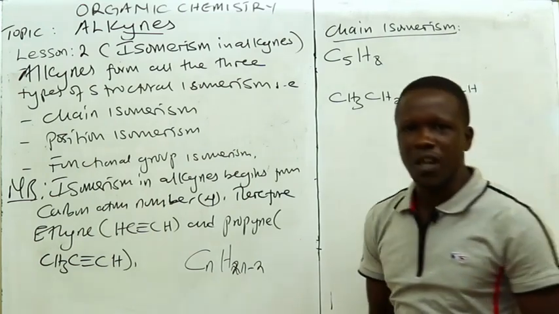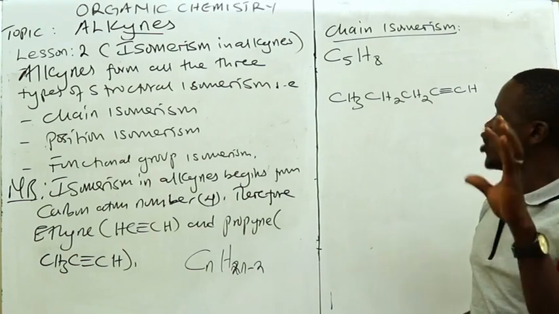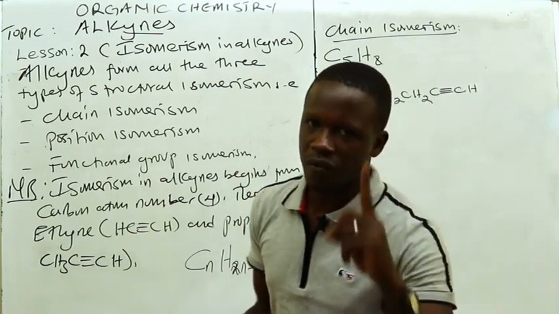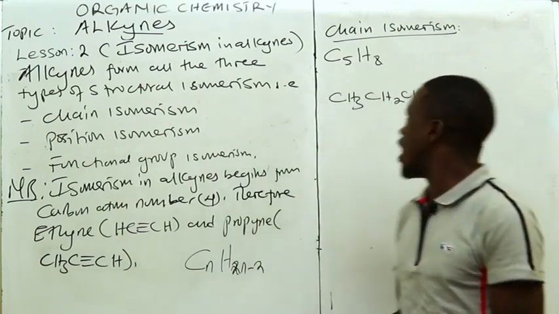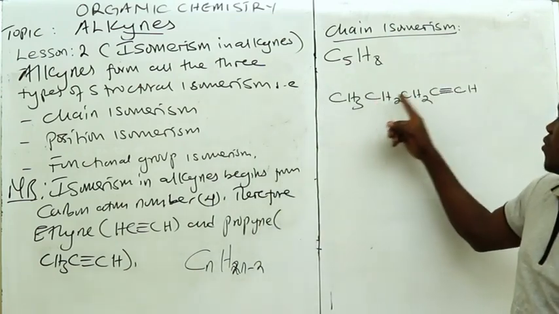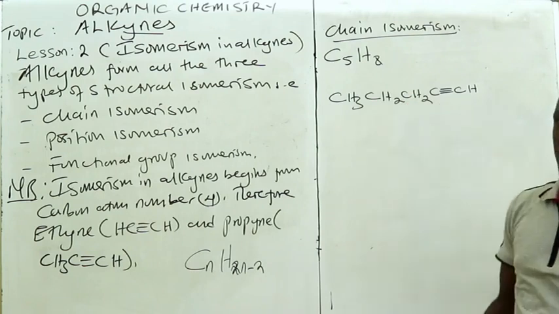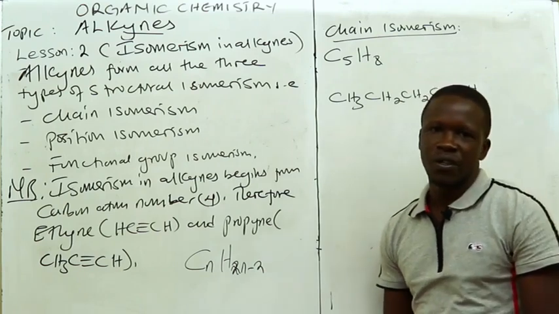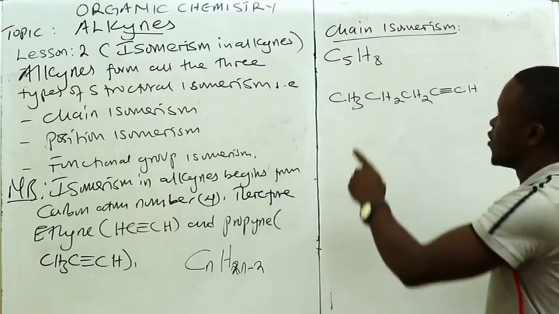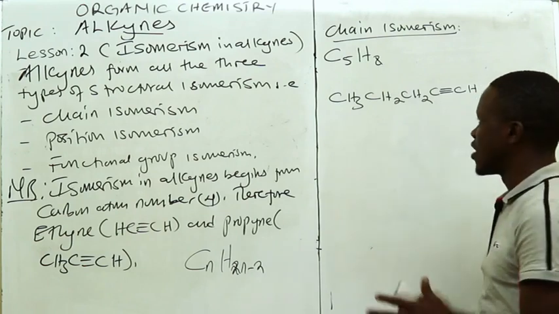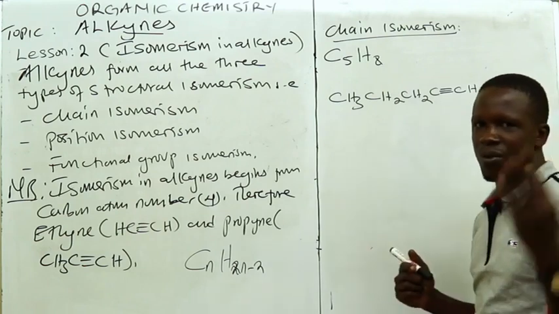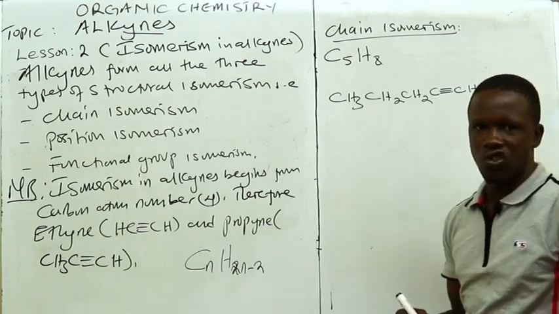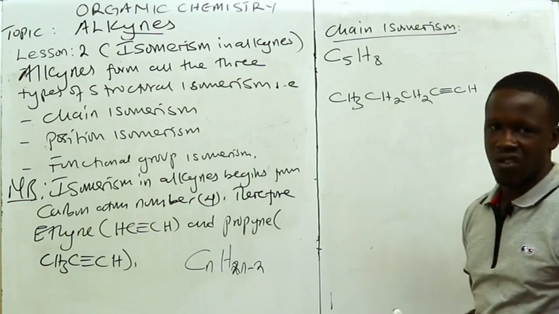Now, if we are looking at chain isomers, the difference is in the arrangement of the carbon atoms. So if these are 5 carbon atoms arranged in a straight chain, what we are going to do is simply create a branch. And branching does not take place on the first carbon atom. Branching should take place in the middle there. So what I'm going to do is write 4 carbon atoms in a straight chain and create a branch somewhere.